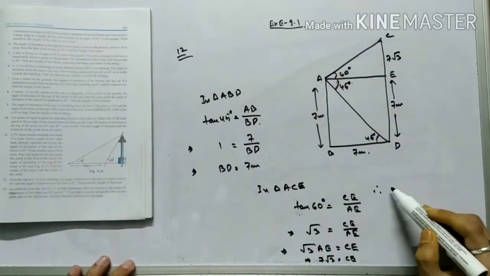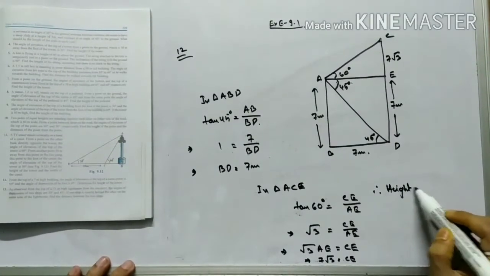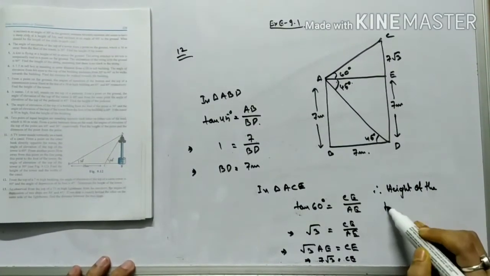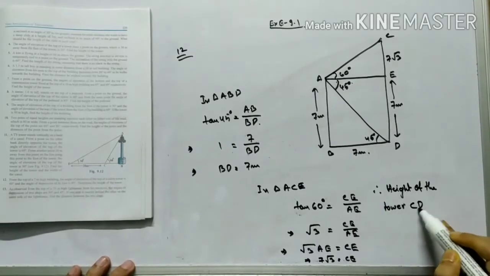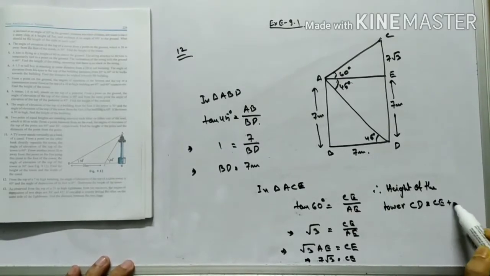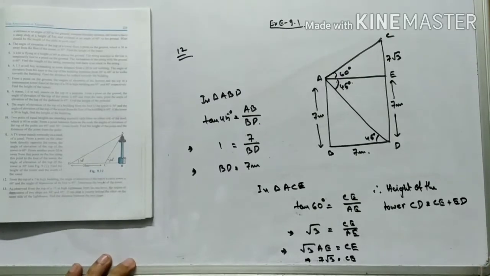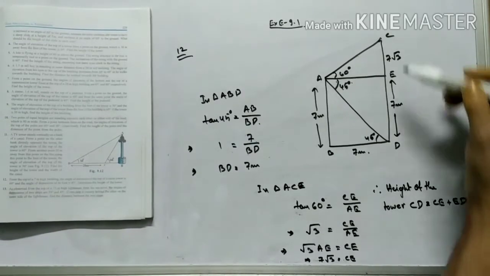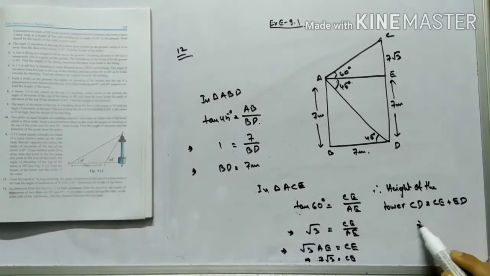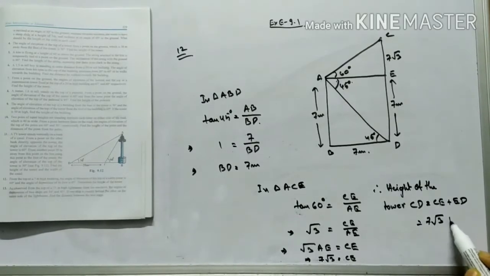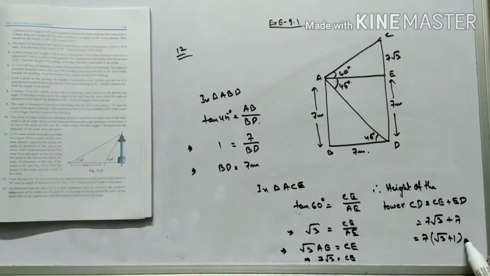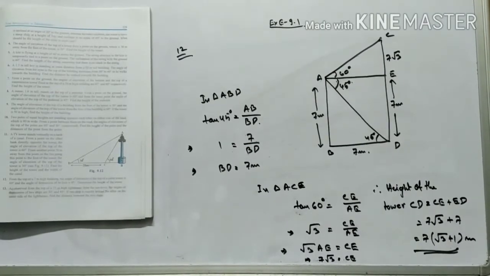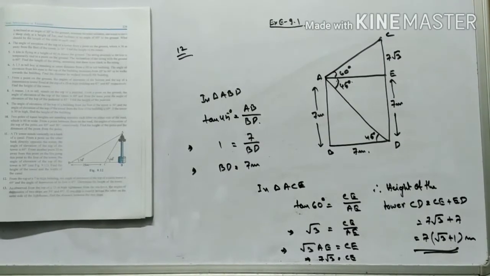Understand? So therefore I can say height of the tower CD is equal to CE plus ED. So it is equal to CE 7 root 3 plus 7. If I take 7 common, I will get 7 times root 3 plus 1 meter. This is the height of the tower.